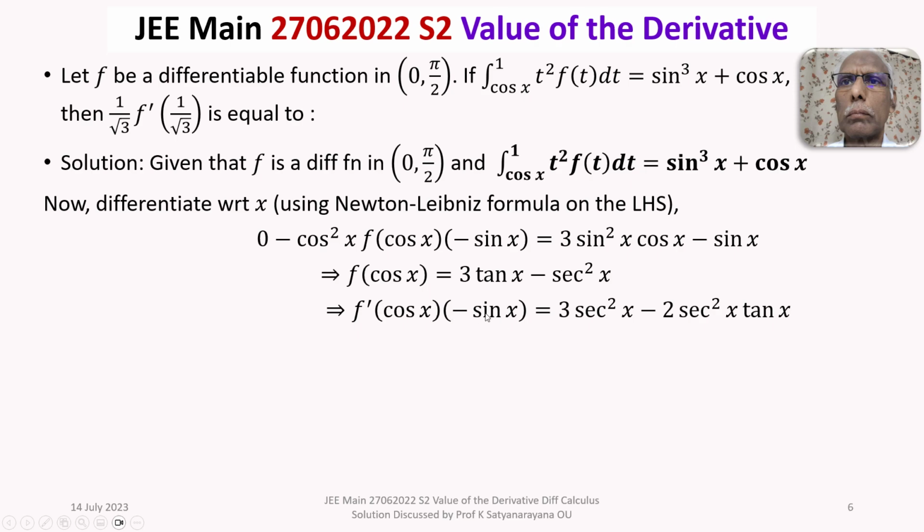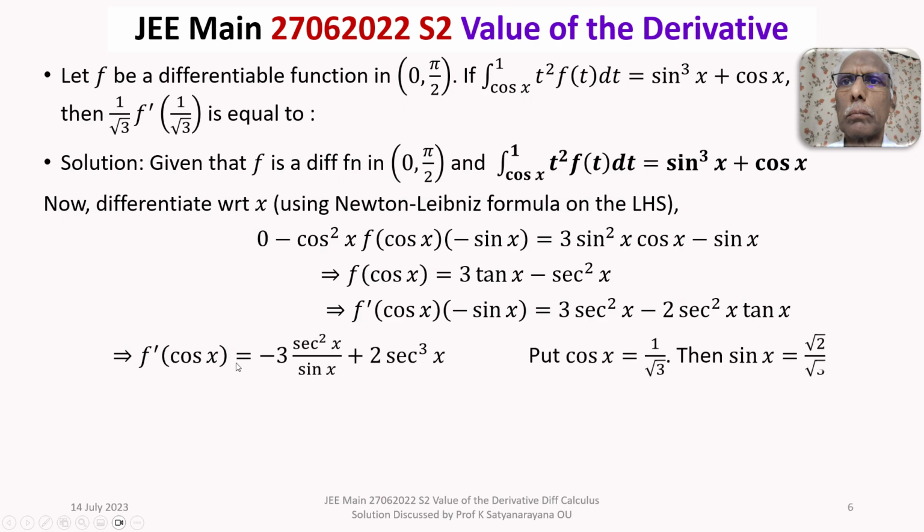Now divide throughout by minus sin x, because we want f prime of 1 by root 3. So we are trying to get to f prime of cos x now. Then you will get f prime cos x is equal to 3 secant square x by minus sin x plus 2 secant cube x minus 2 secant square x tan x by minus sin x, which is plus 2 secant cube x.